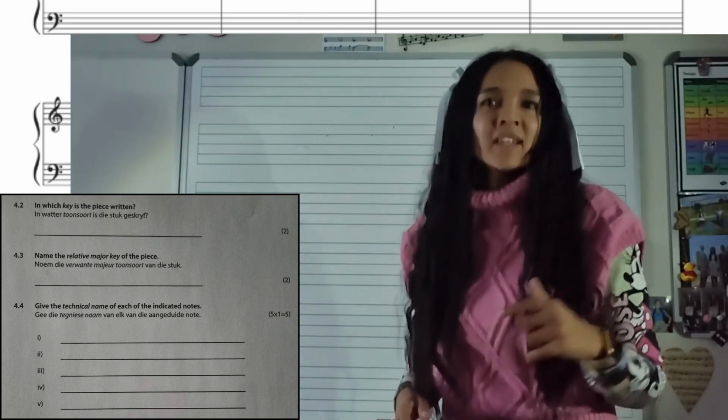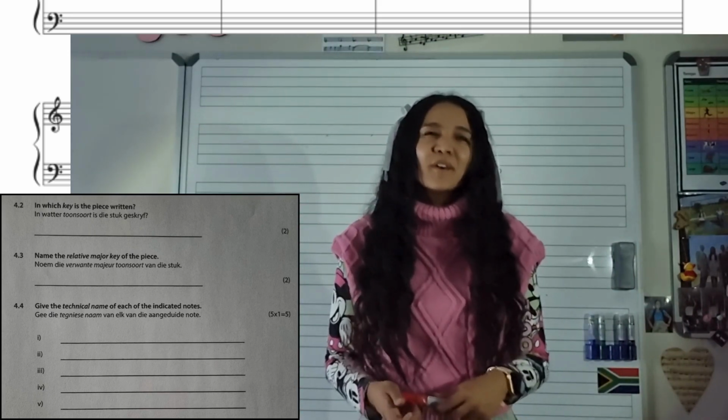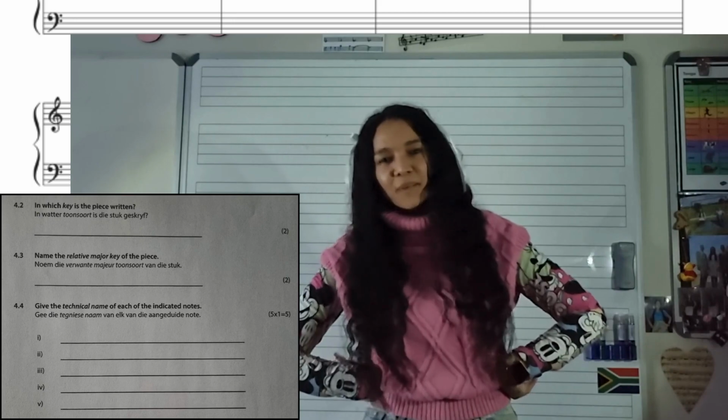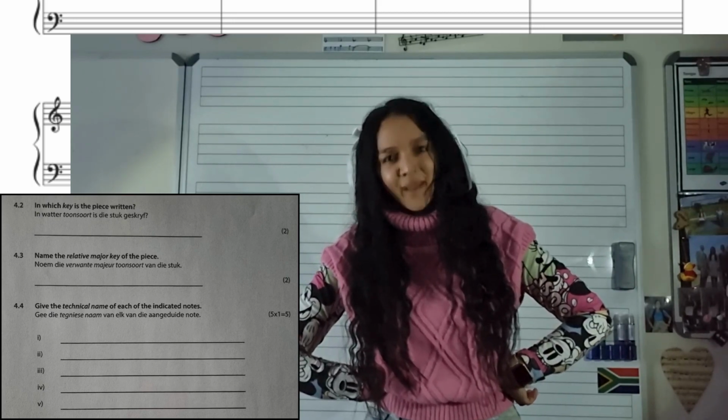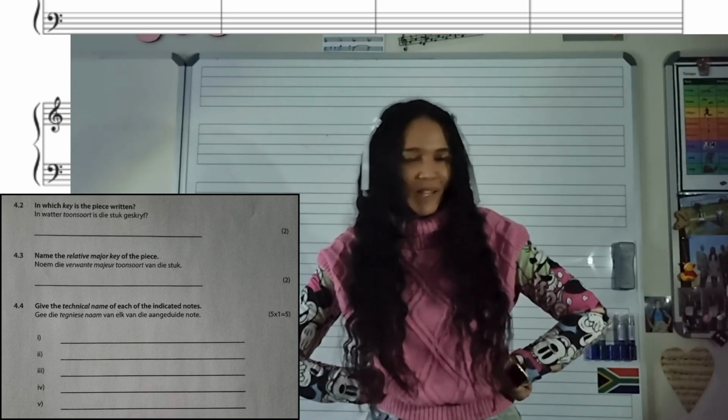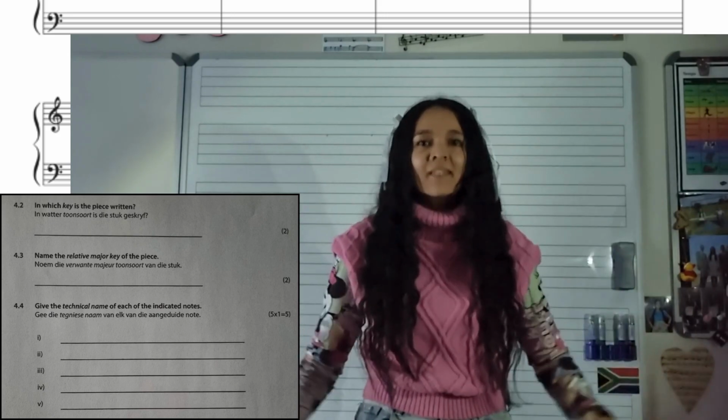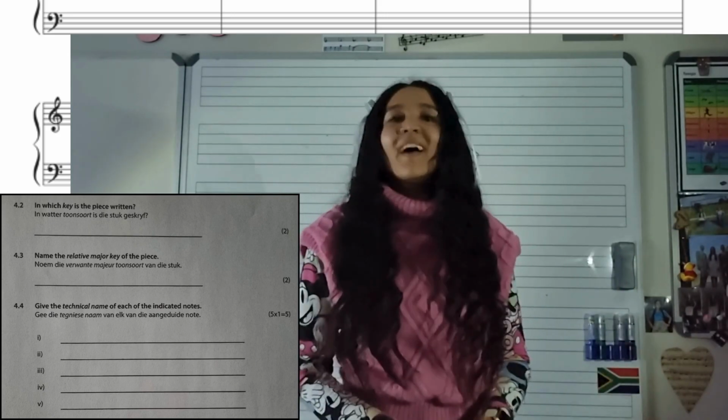The next question, 4.3, they say name the relative major. So if you didn't know that this piece was in a minor already, this gives it away, because they won't say name the relative major if you're already in a major key. So this just gives it away that we are in a minor key. Our key is F sharp minor, and then our relative A major.